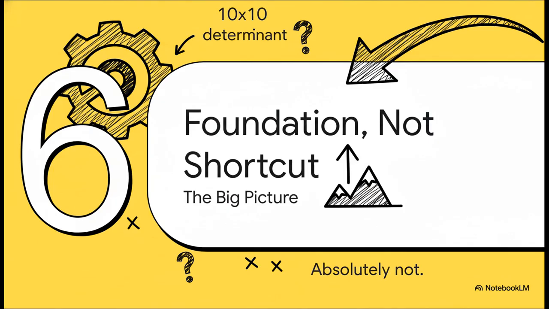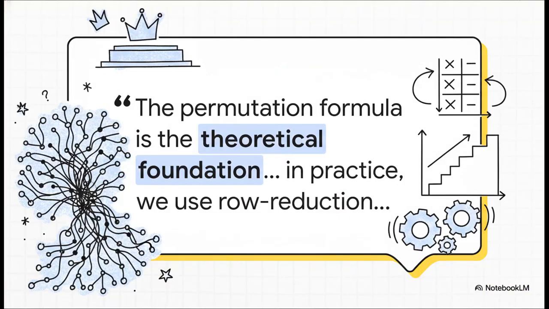So now we know how it's done. But here's the big reality check. Is this how you should actually calculate determinants? If you have a 10 by 10 matrix, should you do this? Please, no, absolutely not. This quote really hits the nail on the head. This formula is the theoretical foundation. It's the deep down reason why determinants work the way they do. But in practice, it's a computational nightmare. A 4x4 matrix has 24 terms, which is a lot. A 10 by 10 matrix, that has over 3.6 million terms. Nobody is doing that by hand.